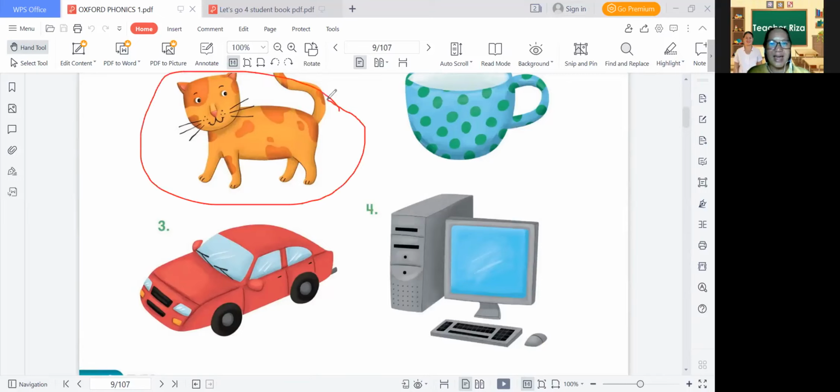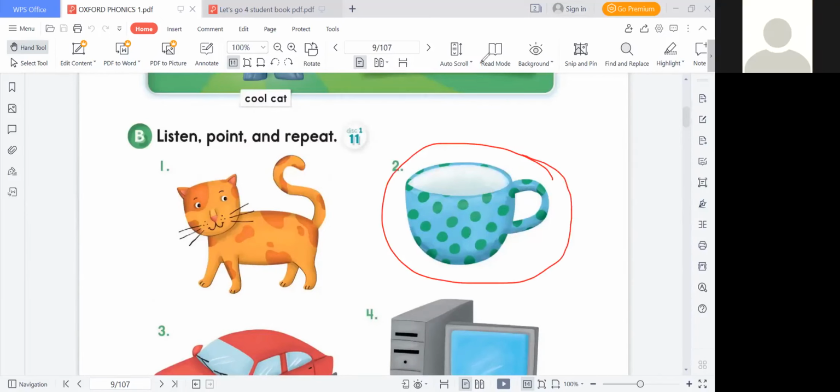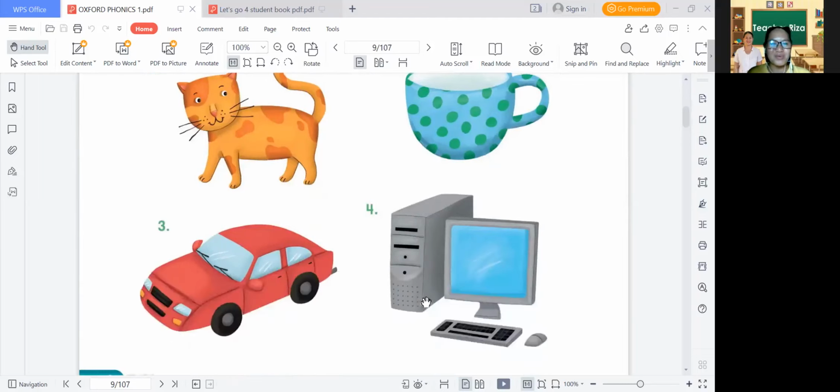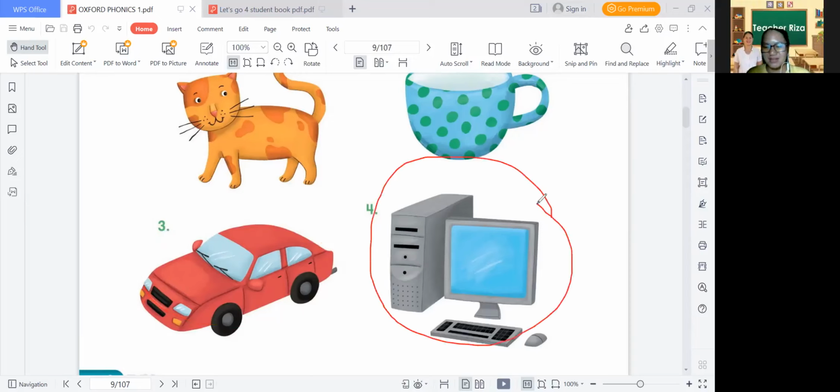What is the color of a cat? Can you tell me what is the color? It's yellow. Wow, very good. How about the color of a cup, which is number two? What is the color of this? It's green and blue. Wow, that's correct. Very good. How about number three? A car. What is the color of a car? It's red. Wow, exactly. Good job. How about the fourth? The computer.